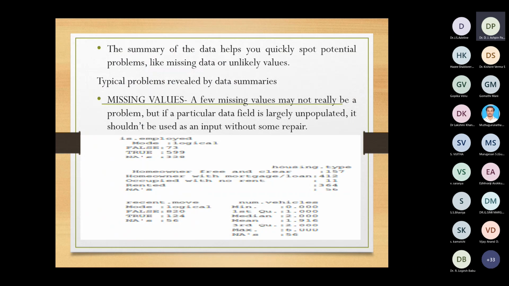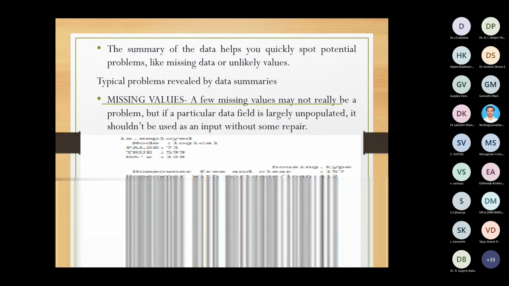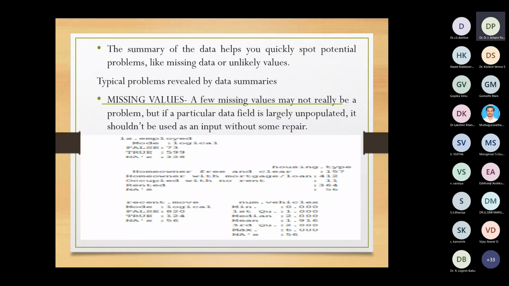Suppose any of the numerical values are missing, what you need to do is repair it. Right? A few missing values may not really be a problem. Some of the missing values may not be a problem. So if it is not a problem, what you can do is completely drop that particular row. Right? You can completely drop that particular row.